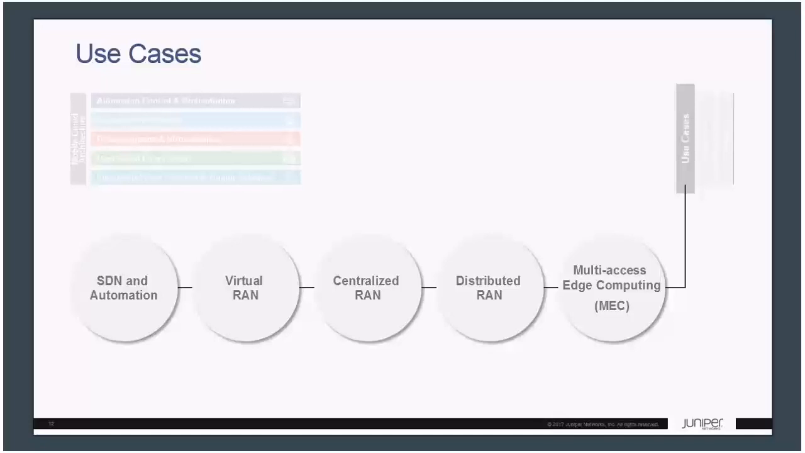We're definitely moving toward centralized RAN, which is basically centralizing the BBUs. And then once the BBUs, or baseband units, are centralized, these can be virtualized and put on x86 processors. And another key use case, last but not least, there are many others I'm calling out here, is SDN and automation.